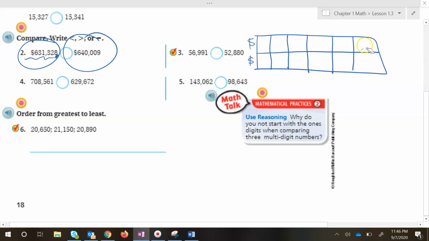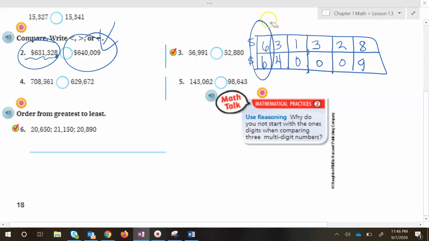So I'm going to start with the ones place first. There's the 8, the 2, the 3, the 1, the 3, and the 6. Then I'm going to go ahead and plot this number here, 640,009. So 900, and we should probably put the commas there just so it's easier for us to read. 046.